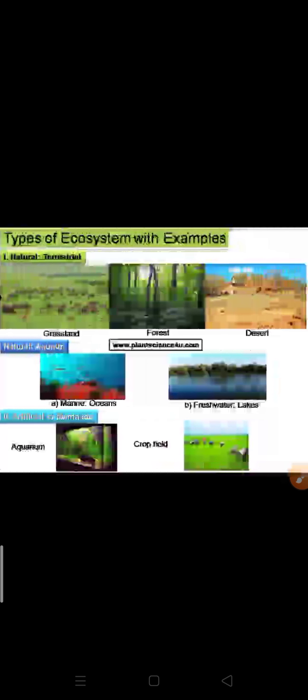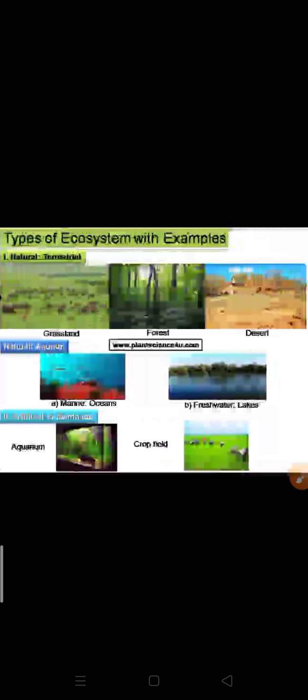So different types of ecosystem are present in our surroundings, like pond ecosystem, marine ecosystem, freshwater, crop field ecosystem, aquarium, grassland, forest, desert. Clear? Some are natural aquatic systems and some are artificial or man-made ecosystems.